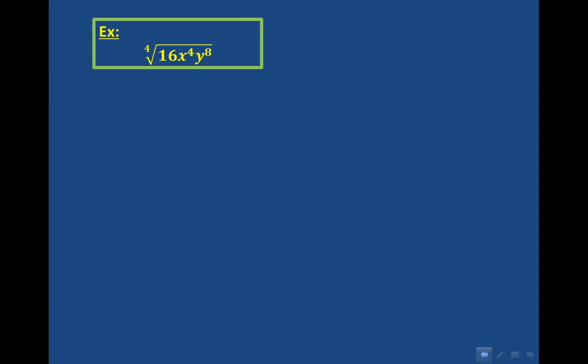Another example. It is required to find the value of the fourth root of 16 x power 4 y power 8. Firstly, the fourth root of 16 equals 2.